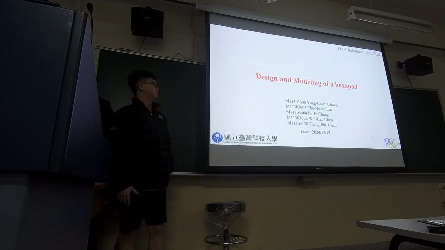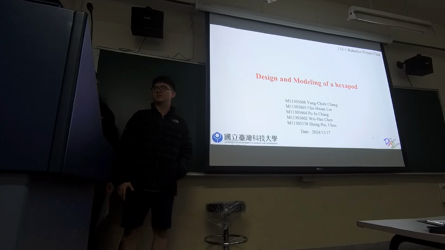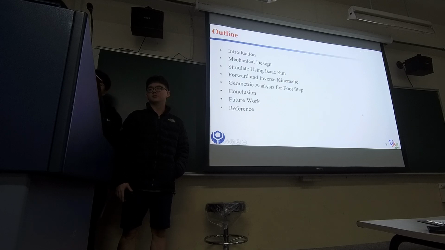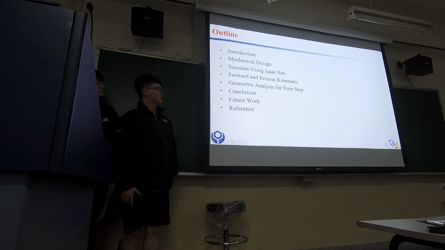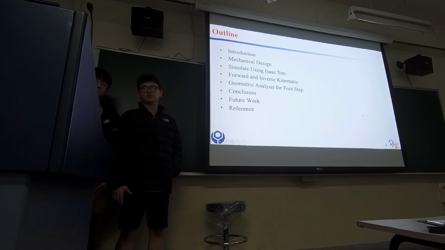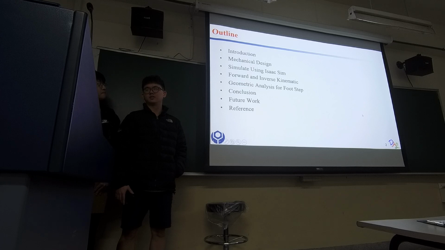Hello everyone, we are Group 5, and our topic is design and modeling of the hexapod. And here is our outline. First, we're going to say how we create and how we design our hexapod. Then we're going to talk about how we simulate the hexapod in MATLAB and the access scenes. And then we talk about kinematics of the hexapod's legs.